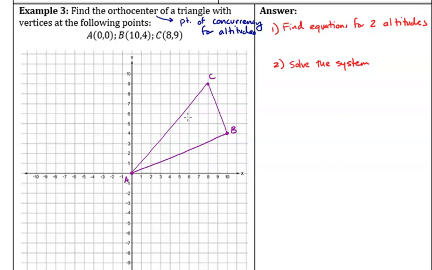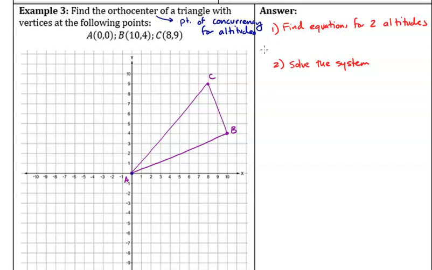Well, think about what we know about the altitudes. Again, they're going to contain a vertex, and they're going to be perpendicular to the opposite side. So if we want to know the equation for the altitude that's going to come from A, we know it's going to be perpendicular to segment BC, which means we could find that altitude slope by finding the slope of segment BC and then looking at its opposite reciprocal, using that idea that perpendicular lines have slopes that are opposite reciprocals.